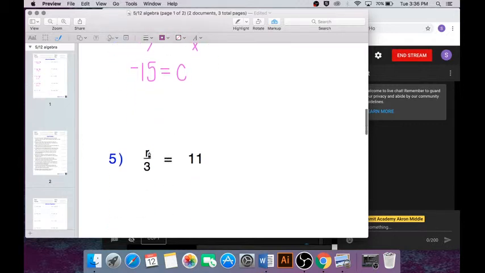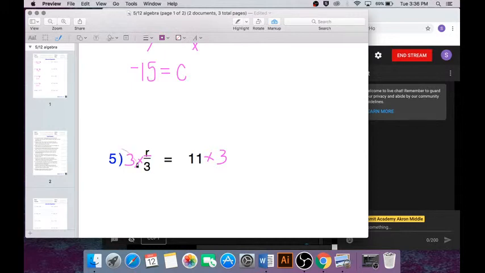Number 5, we have r over 3 equals 11. So we're going to identify our variable, which is r, and we're going to look at how it is attached to the 3. So this fraction bar also means division. So the inverse or opposite of division is multiplication. So we're going to multiply it times 3. Whatever we do to the one side, we're going to do to the other, so we're also going to multiply times 3 on the right.